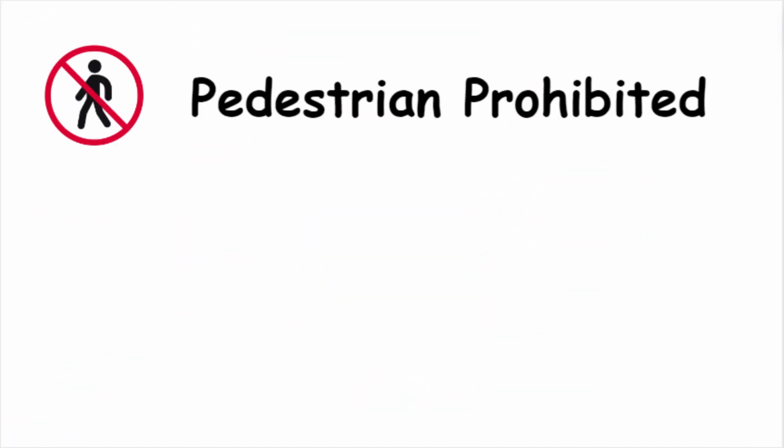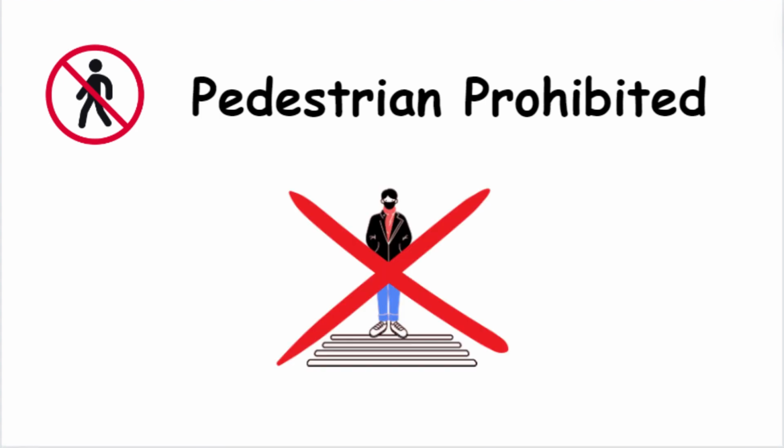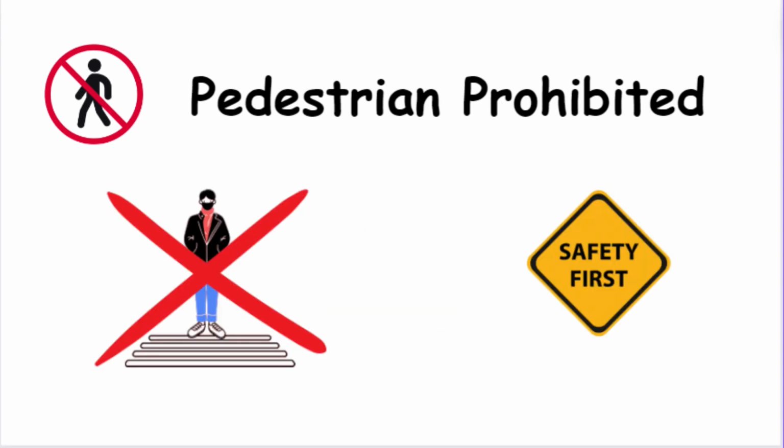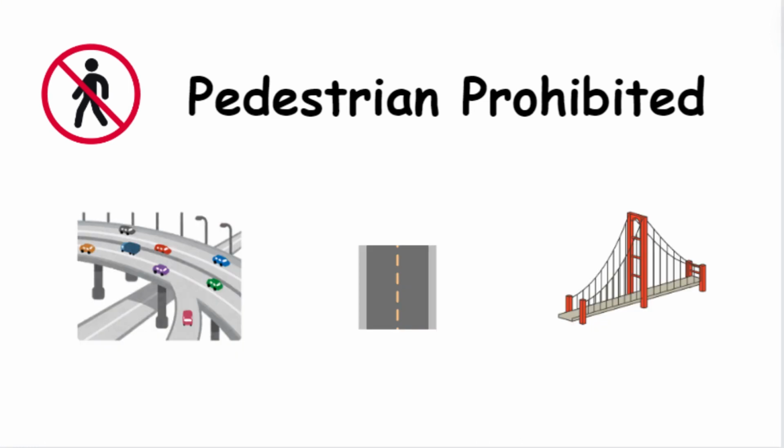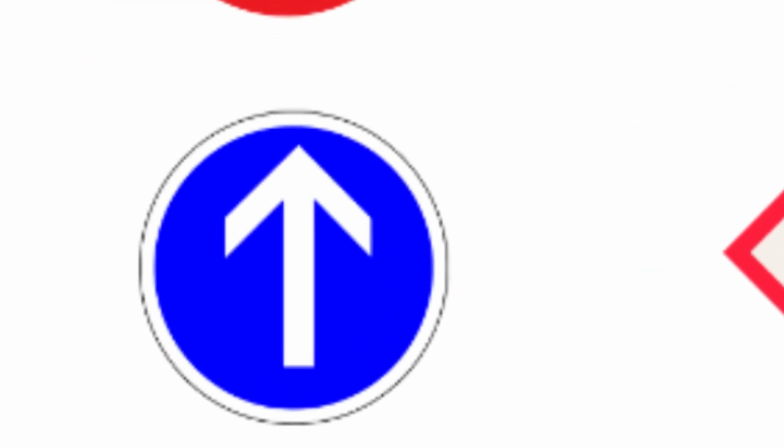The pedestrian prohibited sign is a regulatory traffic sign that typically consists of a red circle with a white silhouette of a pedestrian crossed out. This sign indicates that pedestrians are not allowed in the designated area. It is commonly used in areas where pedestrian access is restricted for safety reasons, such as highways, bridges, or certain types of roadways. Drivers should be vigilant when encountering these signs and be aware that pedestrians are not expected to be present in the marked area.